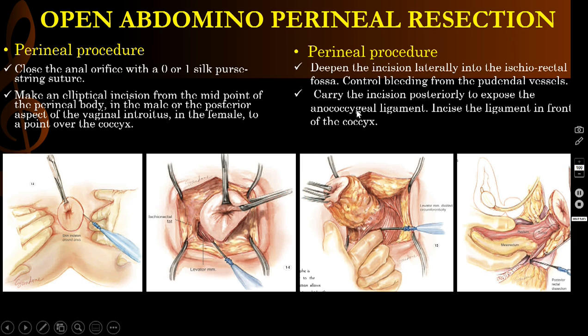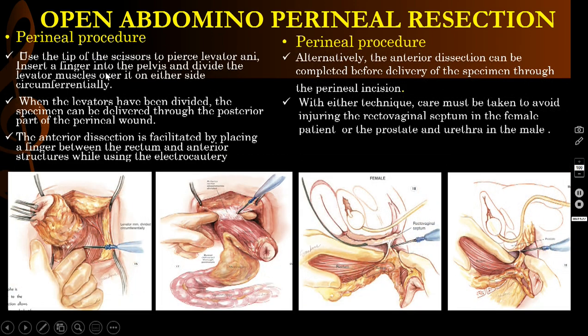This is the anococcygeal ligament, this one. The same thing you are seeing here also, the anococcygeal ligament. That you have to divide. Inside the ligament in front of the coccyx. So this is the coccyx. You have to incise here and you have to divide this one.